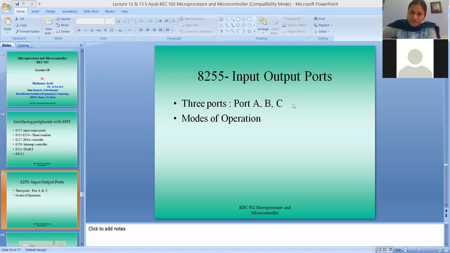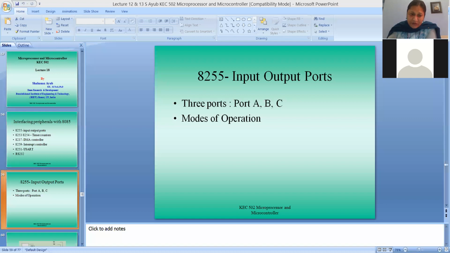So these two groups can either be defined as input or assigned as output. Then, when we say that port A is input, or port B is output, or port C is input or output, whatever it may be, what is this procedure called? This is called the modes of operation. There are different modes of 8255 operation. With these modes, you can define the port as an input or output port.